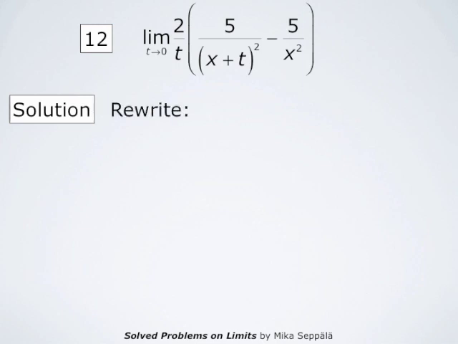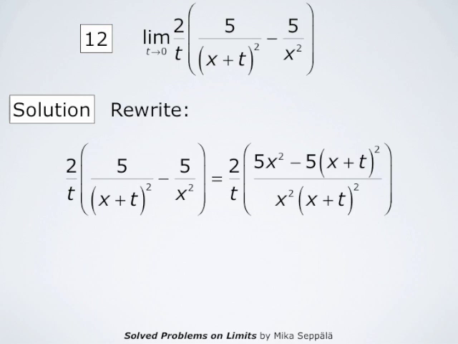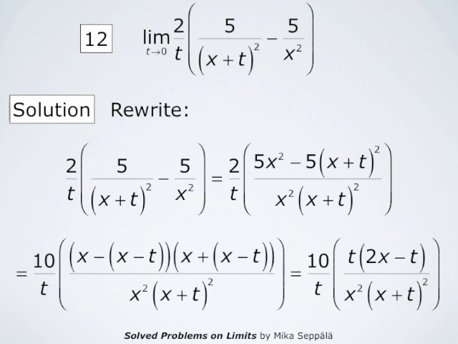2 divided by t times 5 divided by x plus t squared minus 5 divided by x squared is 2 divided by t times 5x squared minus 5 times x plus t squared, and that divided by x squared times x plus t squared. In the numerator, 5 can be taken out as a common term, and we get 2 times 5, which is 10, as one factor in the numerator. The second factor is x squared minus x plus t squared, so that is the difference of squares, which can be further factorized. So this is just 10 divided by t times x minus t times x plus x minus t, and that divided by x squared times x plus t squared.